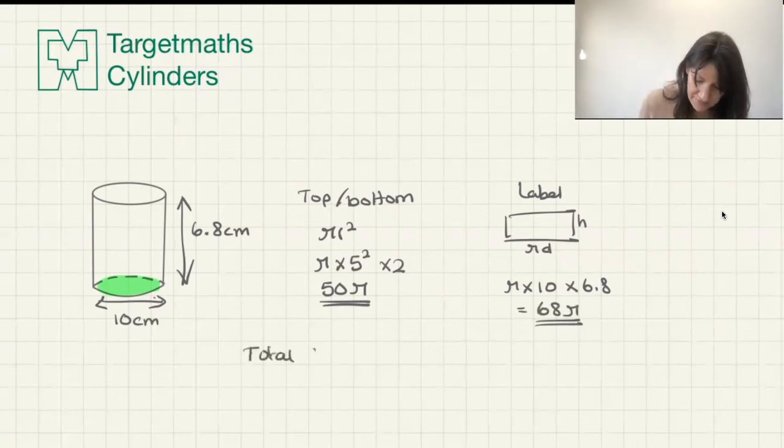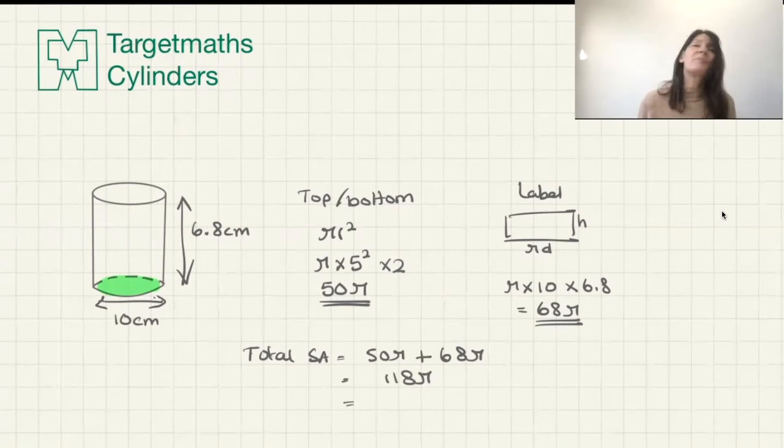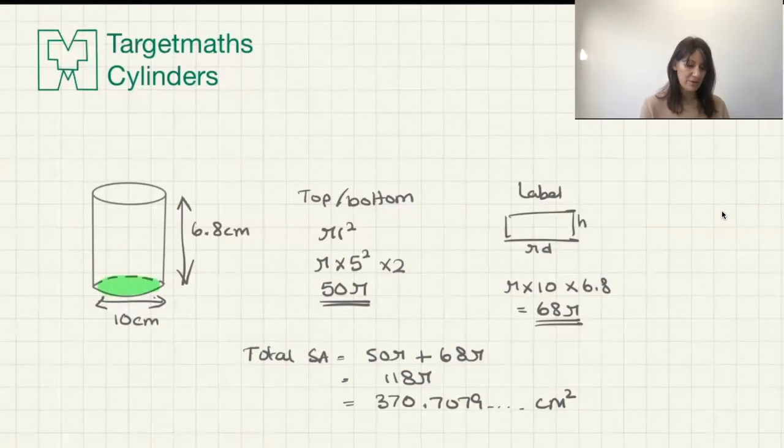Total surface area will be my 50 pi, my top and my bottom, plus my 68 pi, which is giving me 118 pi. So put that into the calculator. If you haven't done any calculator work yet, you put that in, saying 118 times pi equals, the screen will say 118 pi squashed together, and then you can S to D it to get your 370.7079. On and on it goes. It's centimeters squared because it's surface area, and you round to whatever you're told to round to.